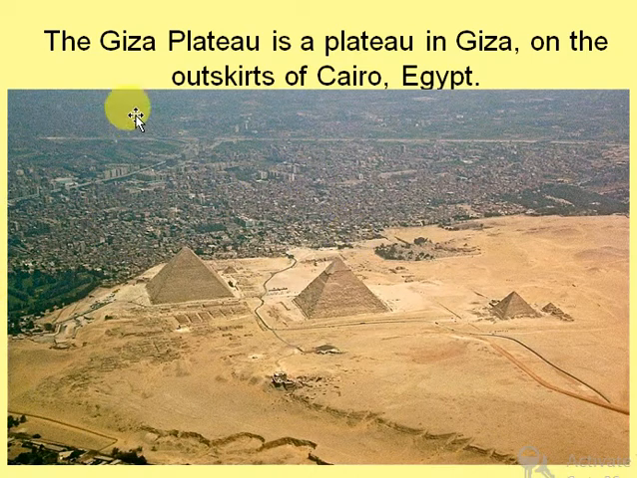One more good example of the plateau areas, the Giza Plateau is a plateau in Giza on the outskirts of Cairo, Egypt. A beautiful plateau landscape. These are the pyramids you can see. The settlements over here are on the outskirts of Cairo. This is Egypt, the pyramids on the plateau land. So all these pyramids have been made on these plateau areas of the Giza Plateau.